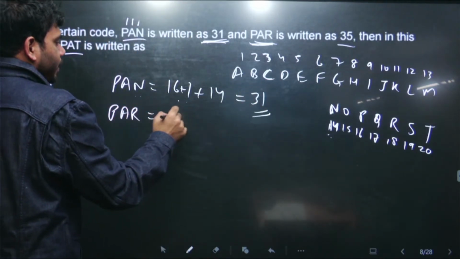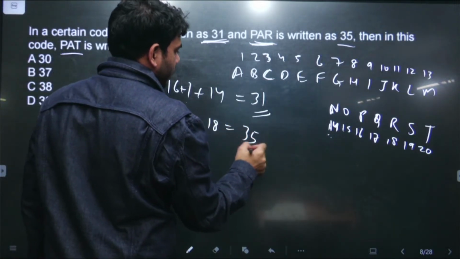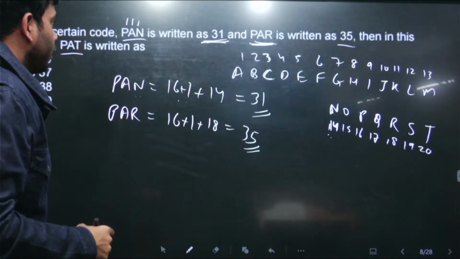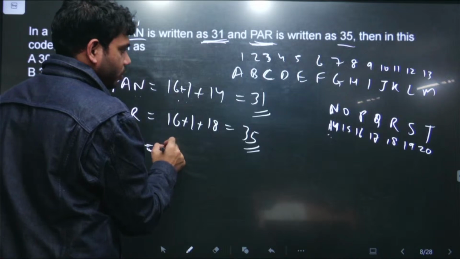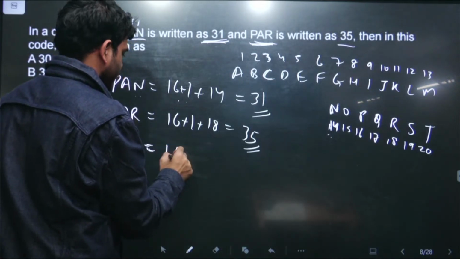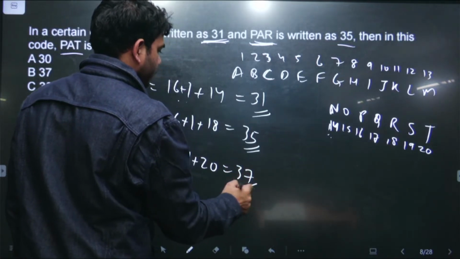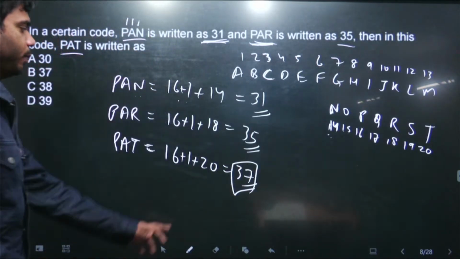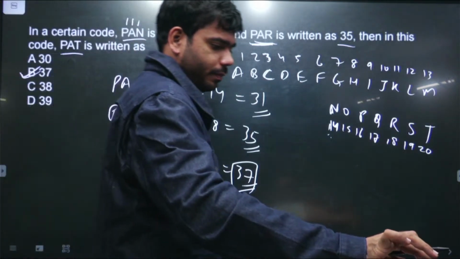Similarly for PAR, R we can write as 18. So the sum is 35. Then for PAT we need to find this. Just write the corresponding numbers. P is 16, A is 1, and T is 20, so that gives us 37. So the corresponding number for PAT is 37. So option B is correct here.